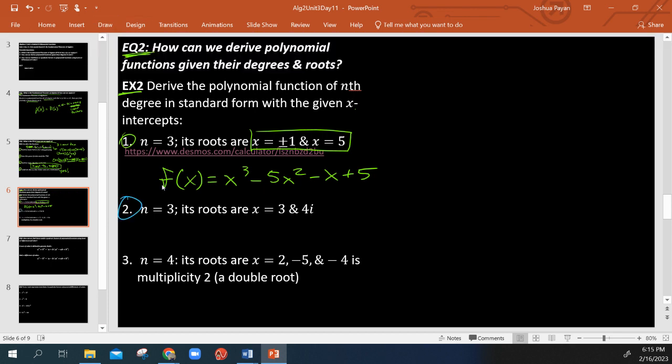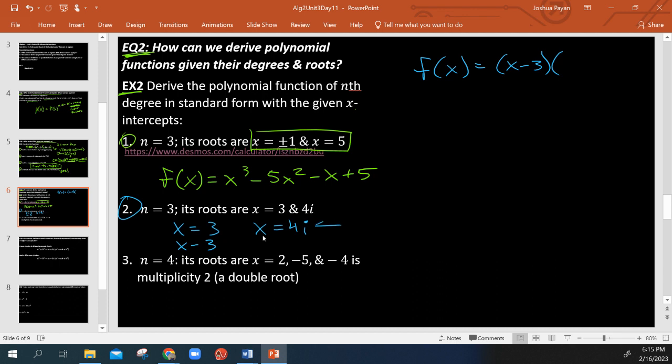Okay, so second example. So what if it's a third degree polynomial again, and its roots are positive 3 and 4i? Okay, so that means it's going to be a third degree polynomial like the last one was, except, well, if it's third degree, how do we only have two roots? Well, you'll see here in a second. So obviously, the linear factor resulting from an intercept of positive 3 is going to be x minus 3. So we have f of x is equal to x minus 3 times something.